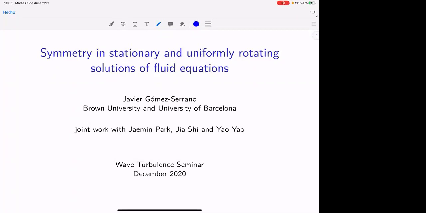Okay, so the main topic or the main body of this talk is to investigate under what conditions we have symmetric solutions. And by symmetric solutions, I'm going to mean radially symmetric solutions under the ansatz of being stationary or being uniformly rotating for certain equations. Okay, so this is the common theme, and I'm going to present some results on this.